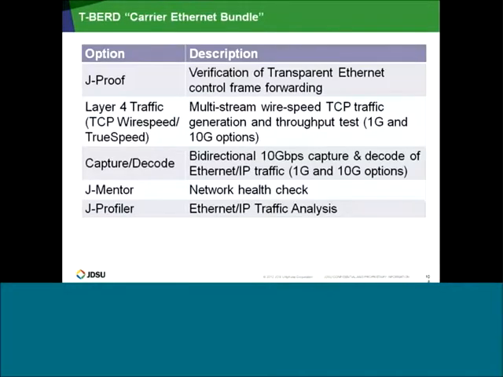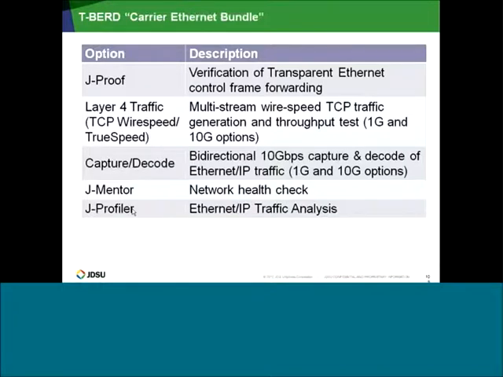Okay. So finally, in terms of the carrier Ethernet bundle option, we have an option called the J-Proof, which I'll explain in a bit, the layer 4 traffic option, the capture decode, J-Mentor, and J-Profiler. Now, J-Proof is an extremely good test to use in a layer 2 environment. What it does is it verifies that all of the layer 2 control protocols, for example, CDP, STP, pass through seamlessly across your network. So that's a nice test to have.